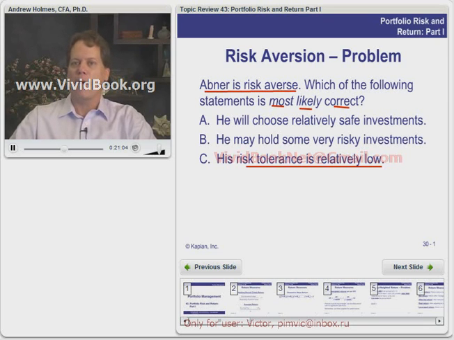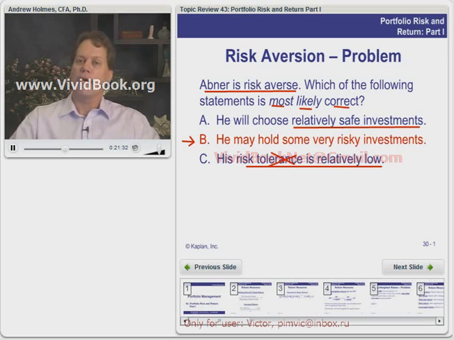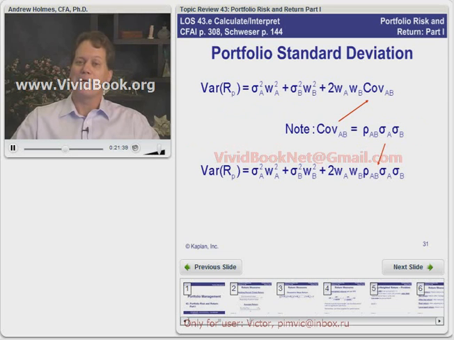We don't know anything about Abner's risk tolerance. All we know is that he's risk averse, which says he's a human, right? Let's see, he will hold relatively safe investments. Well, relatively safe, relative to what would be a good question, but again, that's a function of risk tolerance. So the only answer that would make any sense is he may hold some very risky investments. So he's risk averse, but he still may hold some very risky investments, particularly if he understands portfolio theory. So once again, risk tolerance, risk aversion, I don't think you want to get those things confused, especially not when we're dealing with the portfolio material, all right?